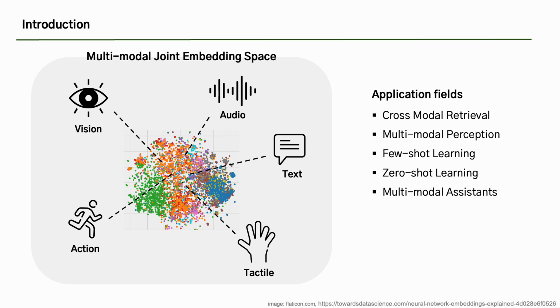One powerful approach is training models to learn a multimodal joint embedding space. This is a shared representation where different types of data like vision, text, and audio are mapped together, allowing meaningful interactions between these different modalities.